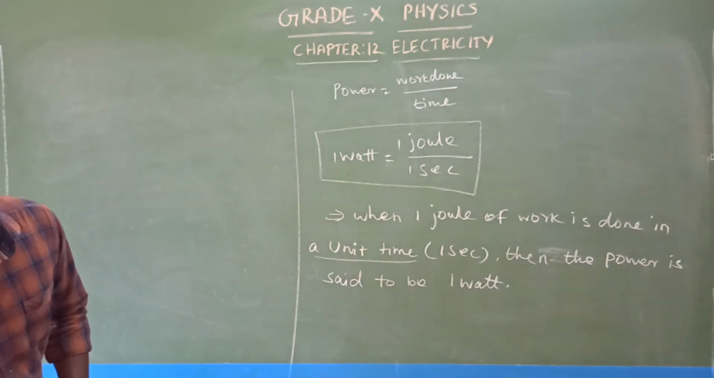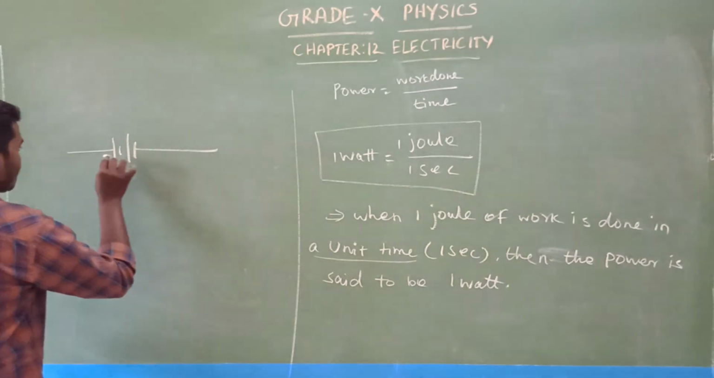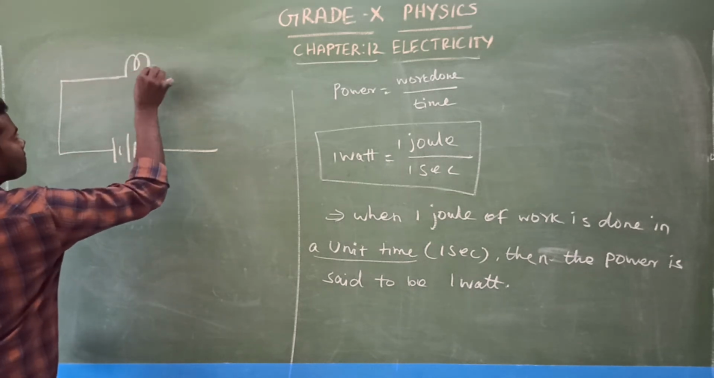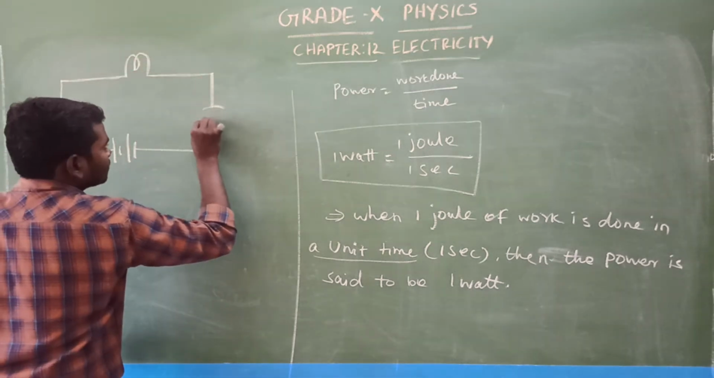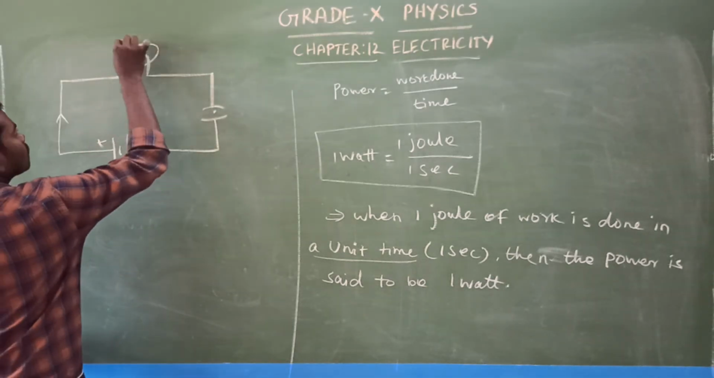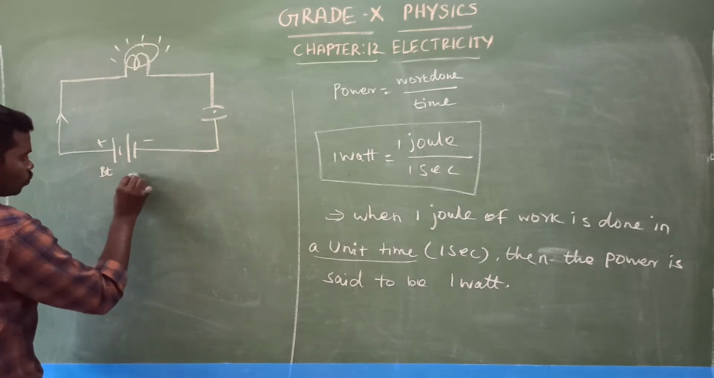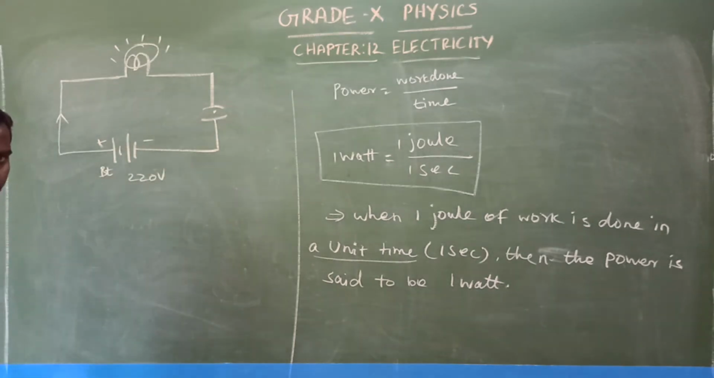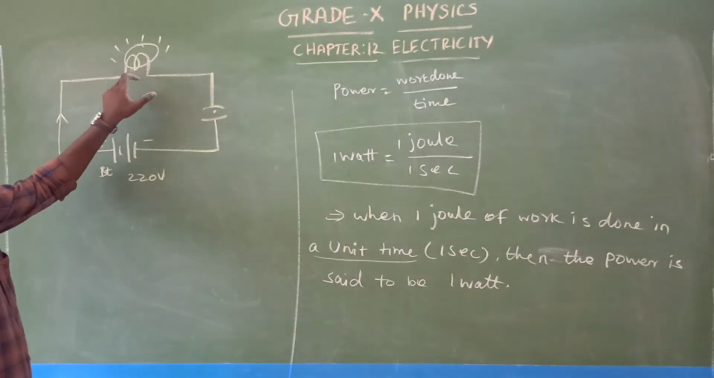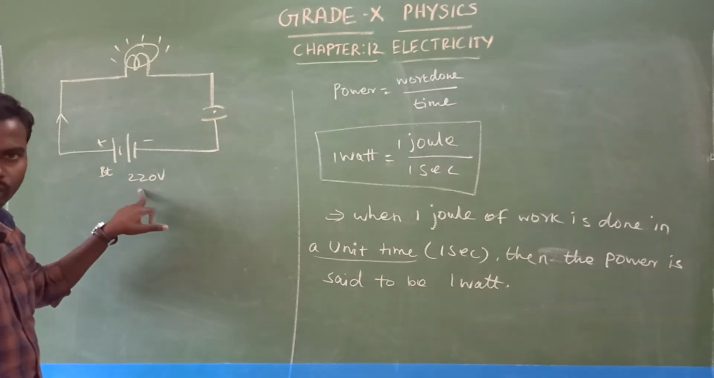Listen here. Consider an electric circuit. There is an electric bulb, a key, and a battery. The two terminals of the bulb are connected to the two terminals of the battery. We apply a 220 volt potential difference.